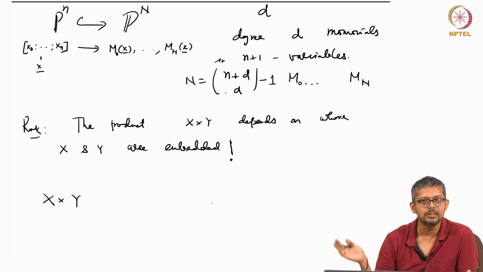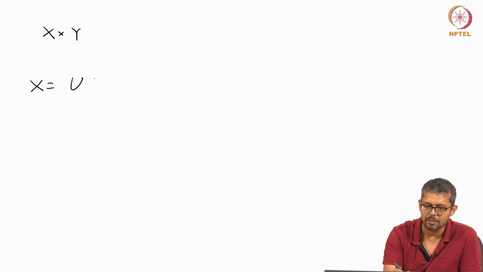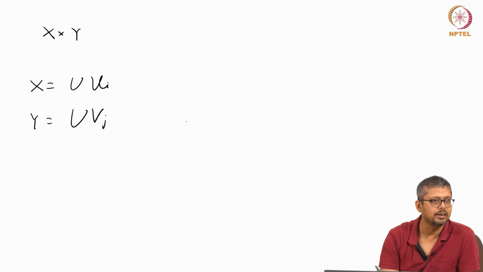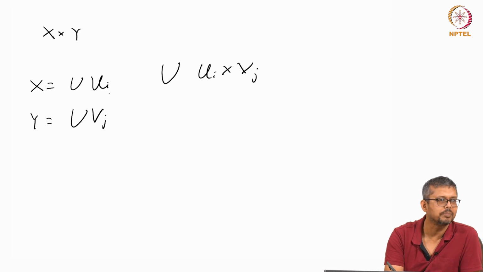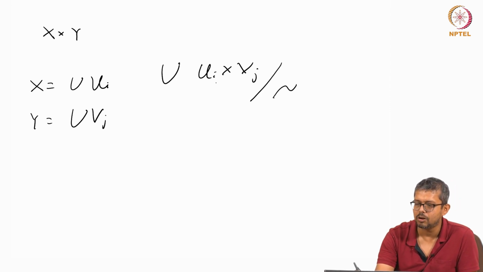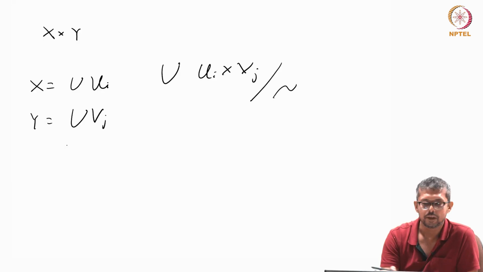Now the point is that for a pre-variety, when X is a pre-variety, that means X is a union of some affine U_i and Y is a union of V_j. U_i and V_j are affine. So what you do, you define U_i cross V_j. Now you have to glue. So there is some gluing information, and you need to glue these U_i cross V_j with the gluing information given on X and Y. So that is called gluing.